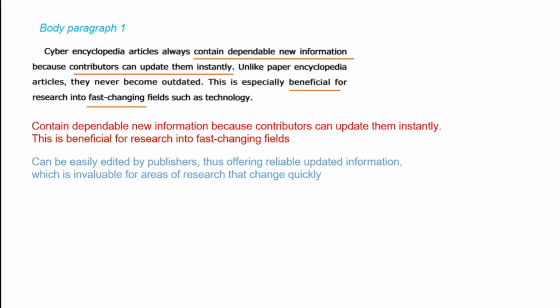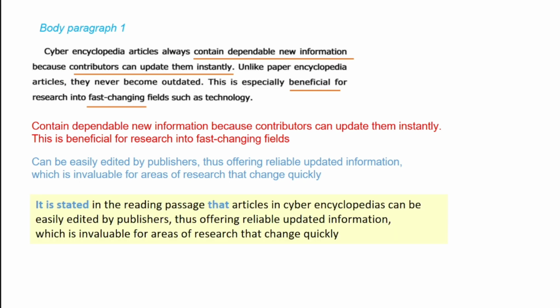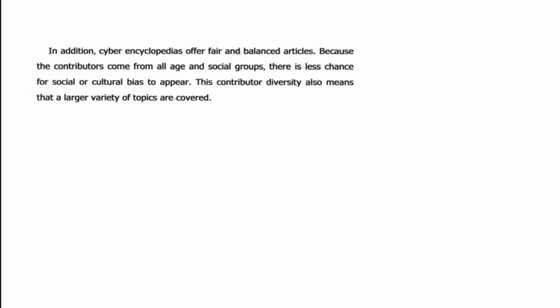So as you can see, what you need to do is say it with your own words, using different synonyms. So this is what you can say as your first point. It is stated in the reading passage that articles in cyber encyclopedias can be easily edited by publishers, thus offering reliable, updated information, which is invaluable for areas of research that change quickly. So let's go to the next paragraph.